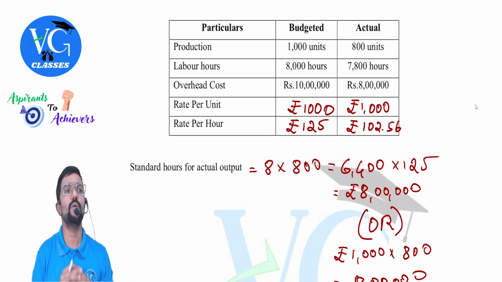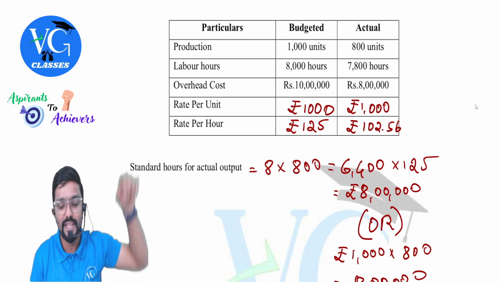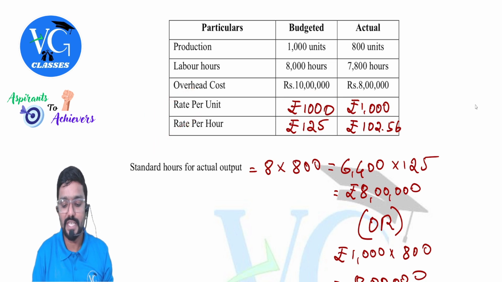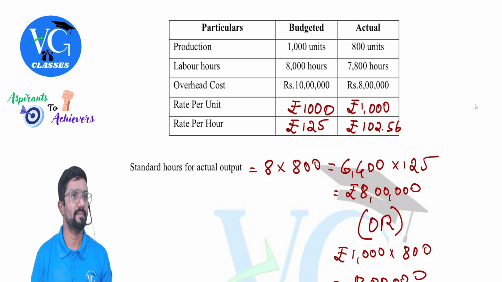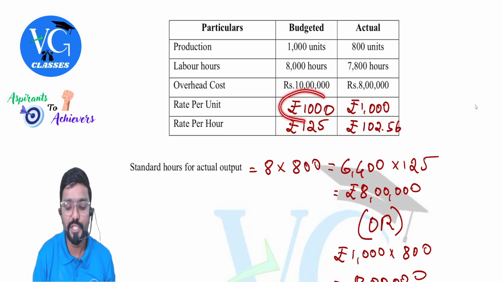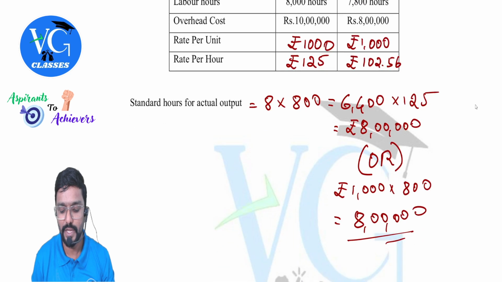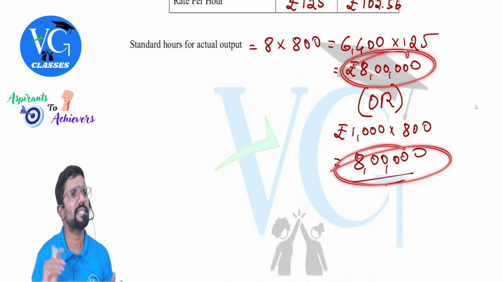Now we will observe the overheads for each and every unit produced, because we would have fixed a predetermined overhead rate. This is the predetermined overhead rate, guys. This is per unit per hour. Now, what is the standard hours? 6400. How much overhead we have absorbed? For each hour 125, so 6400 into 125, 8 lakhs. Or else we can go with units also. For each unit we produce, how much overhead we will absorb? 1000 rupees. How many units we have produced? 800. So 800 into 1000 will give us overhead absorbed. 8 lakh, 8 lakh. You will get the same.